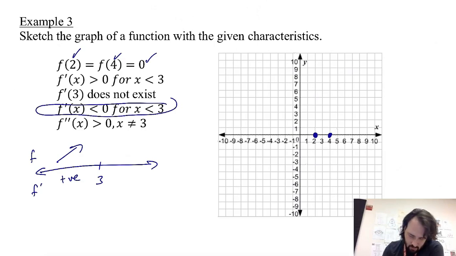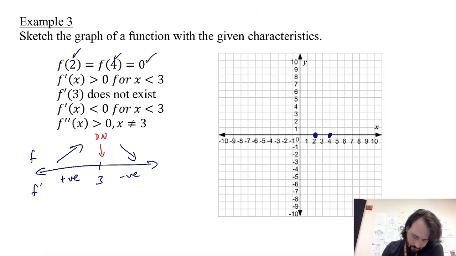Here's another one. All right, f prime is less than 0 for x greater than 3, so that's negative there. And f prime of 3 does not exist. Right, so that's a point of non-differentiability is what that means, right? So it could be a sharp turn, could be a vertical asymptote, depending on what other information we are given, but it is a point of non-differentiability is the big key that you need to pull from that part.